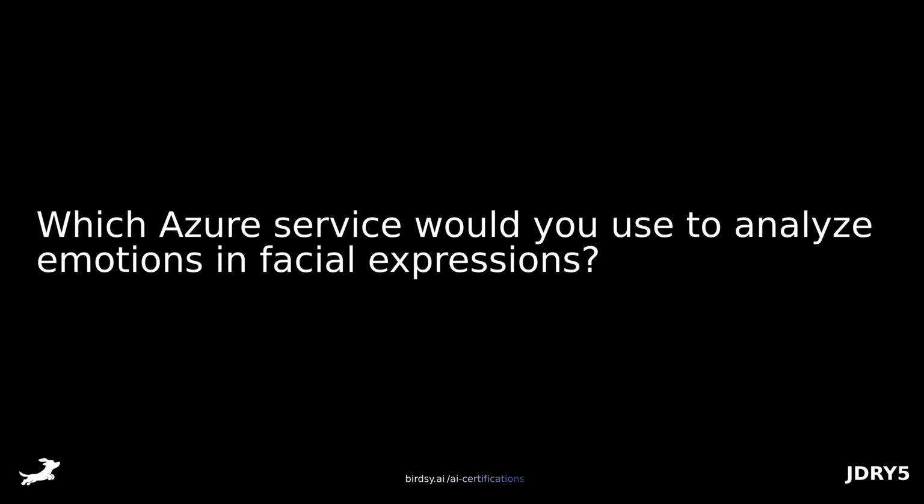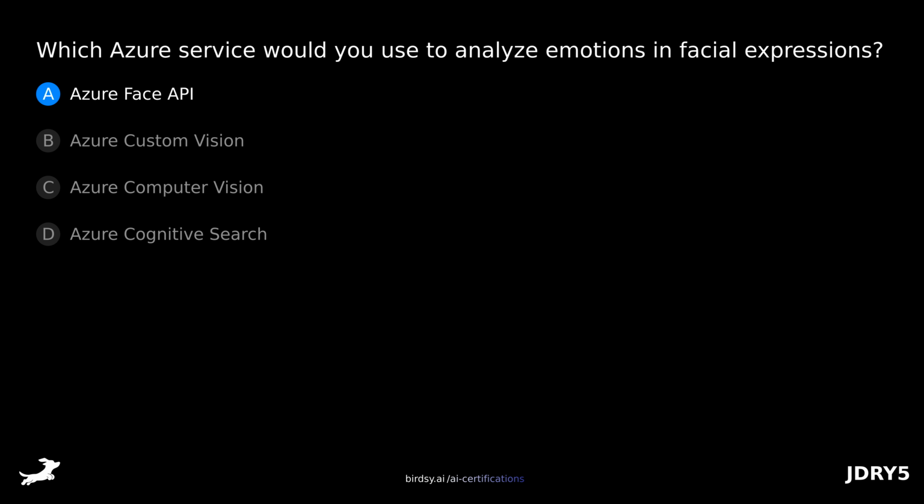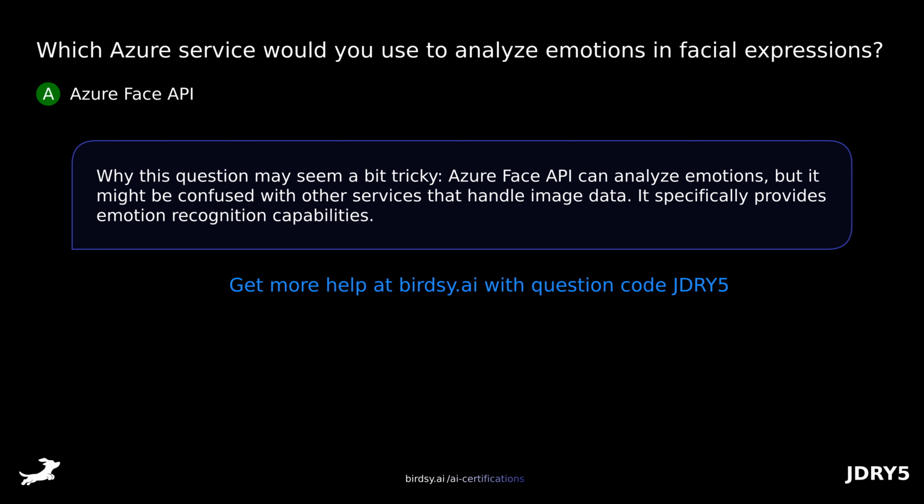Which Azure service would you use to analyze emotions in facial expressions? Is it A, Azure Face API, B, Azure Custom Vision, C, Azure Computer Vision, or D, Azure Cognitive Search? The answer is A, Azure Face API. Why this question may seem a bit tricky, Azure Face API can analyze emotions, but it might be confused with other services that handle image data. It specifically provides emotion recognition capabilities.